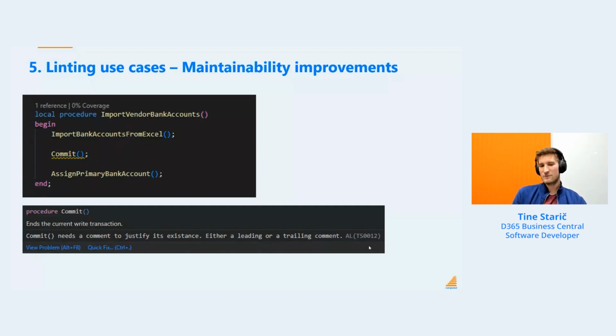And this is actually a rule that comes from the linter cup. It does, well, exactly what it says. Commit needs a comment to justify its existence. And since we started using that rule, it's much easier to tell, oh, this commit is here because, well, here's a comment. Okay, I get it now.